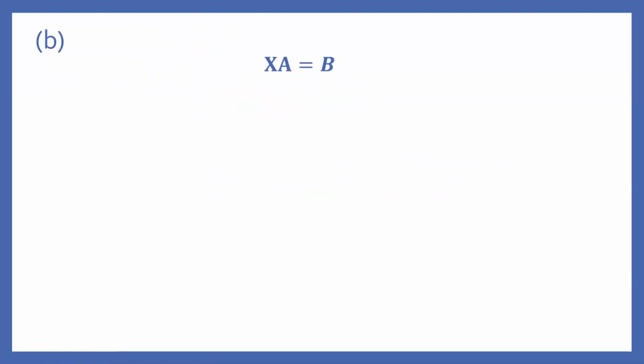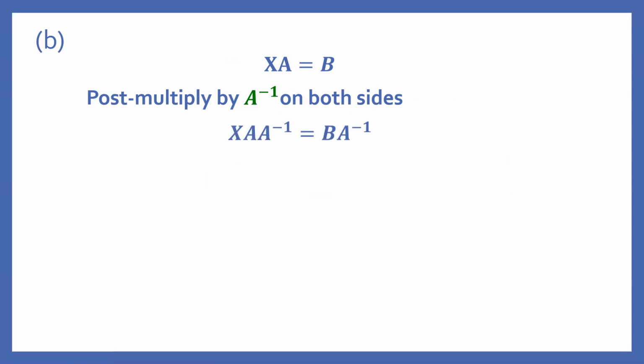Now for part B. I have XA equal to B. So here I'm going to post multiply by A inverse on both sides. Post multiply means you multiply at the back. So I have XA. I multiply by A inverse here on both sides. Now A times A inverse is I. So I get X I equal to B A inverse. Remember, I times A equal to A times I equal to A. So here I will get X equal to B A inverse.